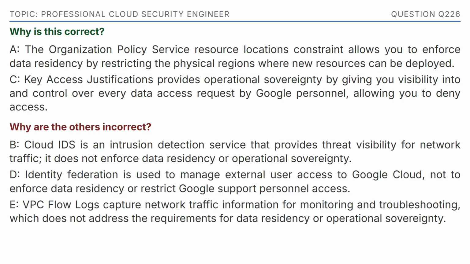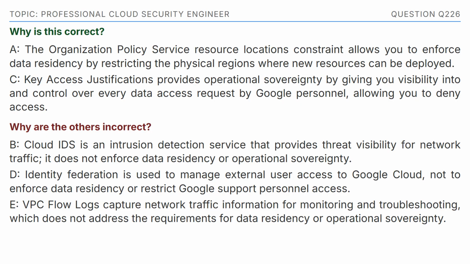Why is this correct? A. The Organization Policy Service Resource Locations constraint allows you to enforce data residency by restricting the physical regions where new resources can be deployed. C. Key access justifications provides operational sovereignty by giving you visibility into and control over every data access request by Google personnel, allowing you to deny access.